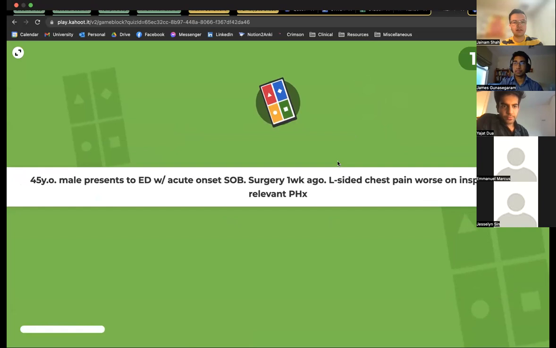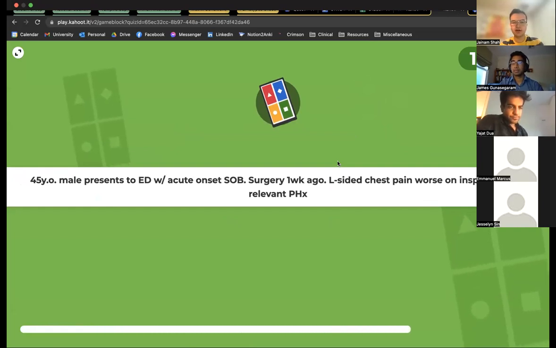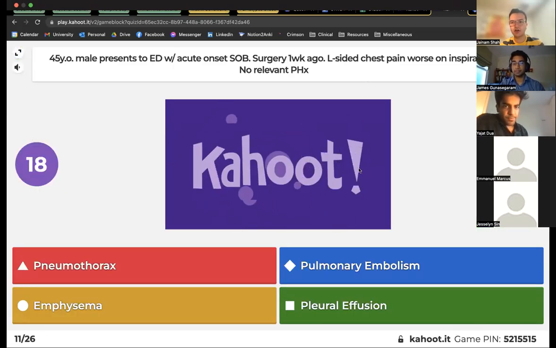Next question. A 45-year-old male presents to the ED with acute onset shortness of breath. He had a surgery a week ago. Left-sided chest pain that's worse on inspiration. There's no relevant past history. What do we think is happening with this patient? Bit of a tricky one, so have a think.